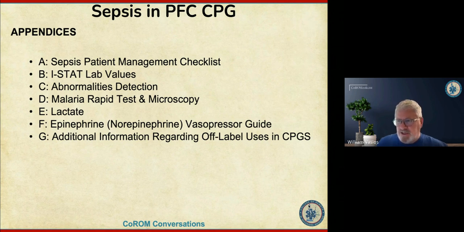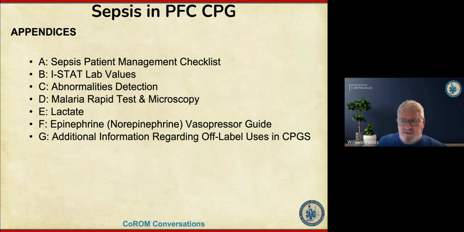The Appendix G is the same on every CPG that comes out of the Joint Trauma System. It's additional information regarding off-label uses, which is basically a disclaimer saying some of these things are off-label. Don't hold us liable if you have bad outcomes because you're in a remote area. So that's all I have for sepsis.